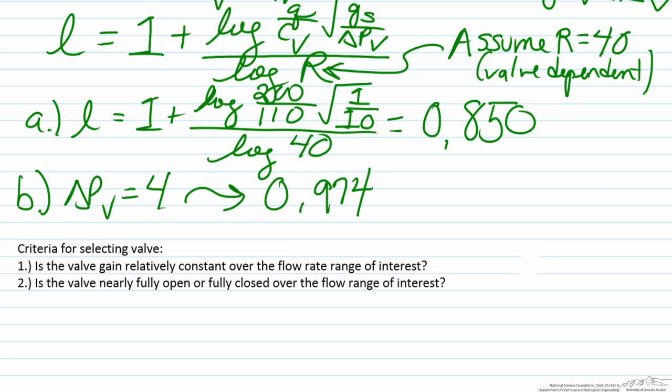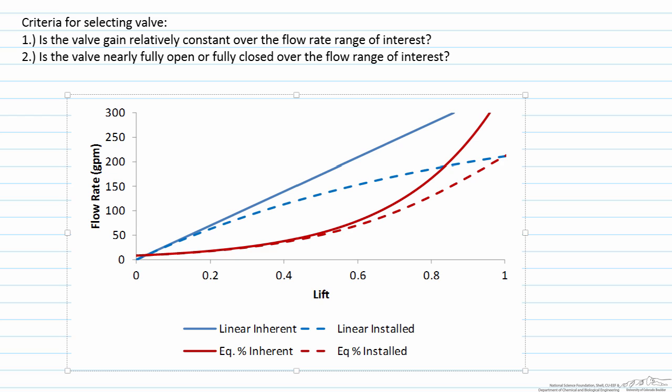So what we're going to do now is show a graph of how these systems work both from an inherent standpoint and an installed standpoint. So if we look at the graph of these flow rates versus lift, what you'll notice here is that there is a very big difference between the inherent and installed characteristics of both valves. The dashed lines represent the installed characteristics for both, and we have the blue representing the linear and the red representing the equal percentage. And what you see is a very big difference in their trajectories.